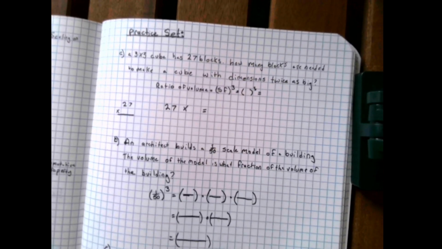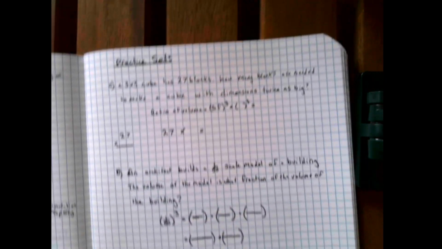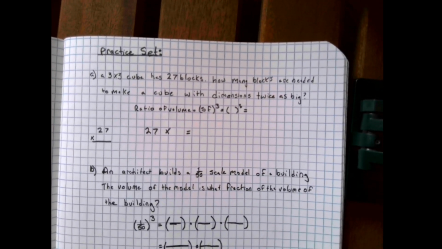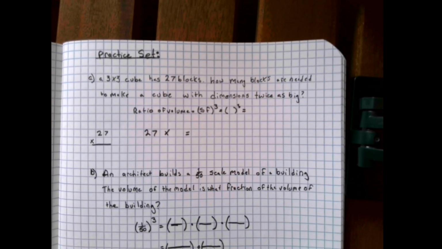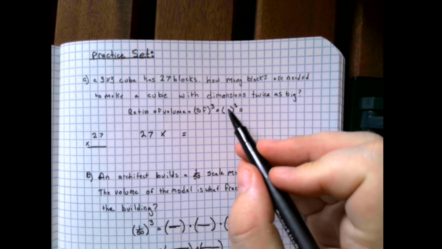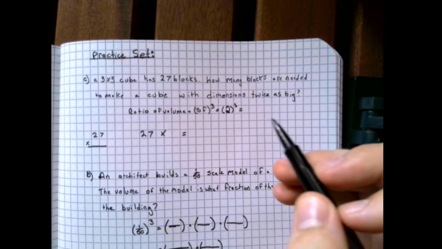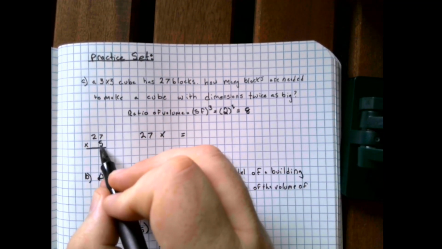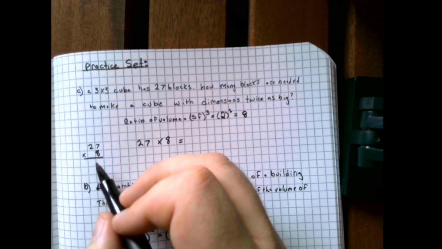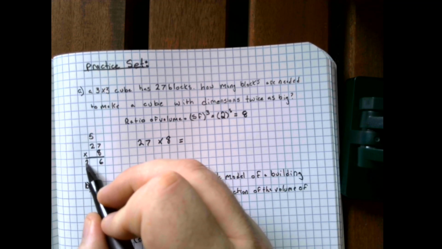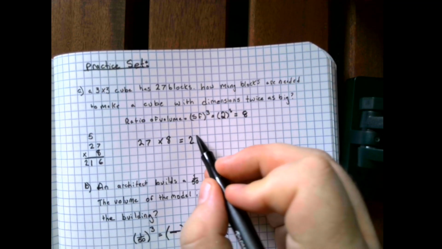Now, our practice set A says a 3 by 3 cube has 27 blocks. How many blocks are needed to make a cube with dimensions that are twice as big? Well, remember that the ratio of the volumes is the scale factor cubed. If the dimensions are twice as big, the scale factor is 2, and 2 to the power of 3 is 8. So you do 27 times 8. 8 times 7 is 56. 8 times 2 is 16, plus 5 is 21. So it would be 216 blocks.